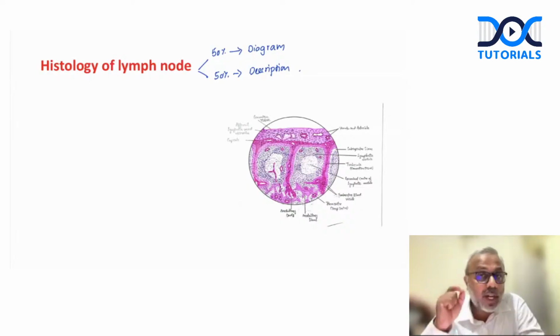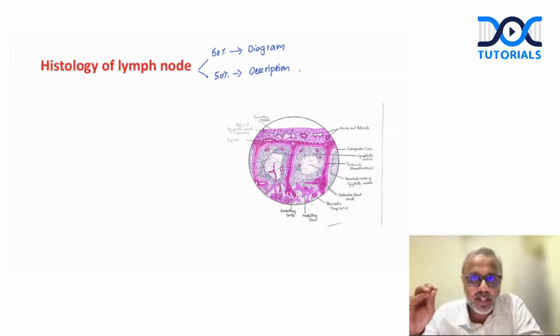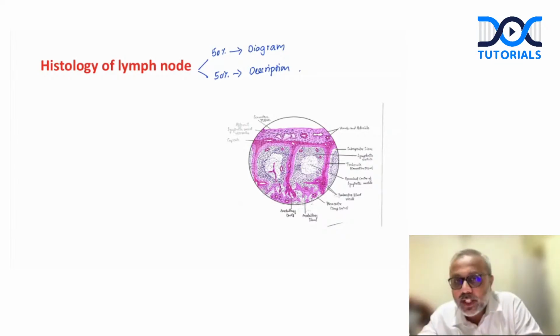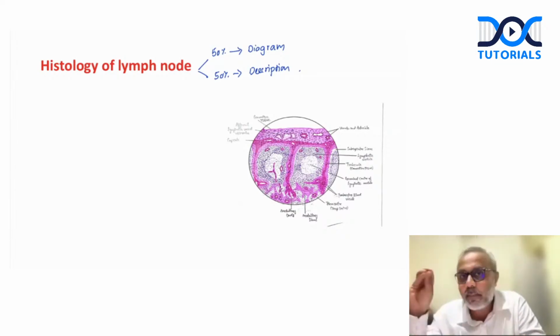And when you write description, remember, you are not writing the identification points. So please don't make your answer look like a spotter. If you make it look like a spotter, you will get the marks of a spotter, which is 0.5 or 1. You don't want it. So please focus on description.